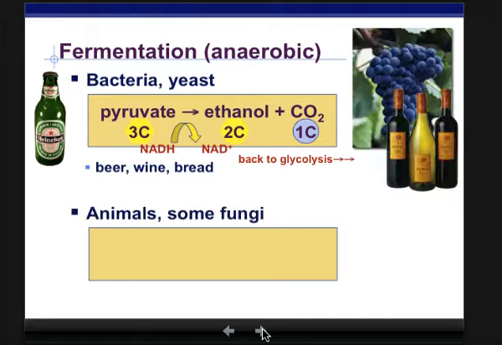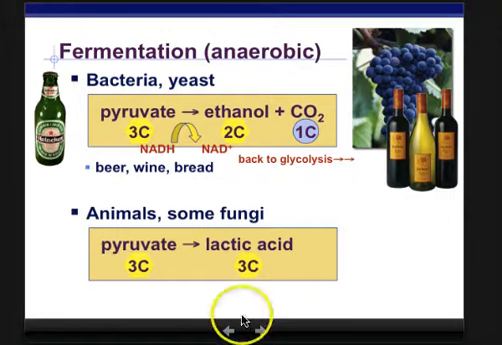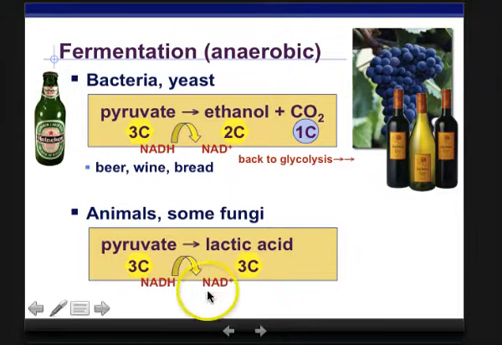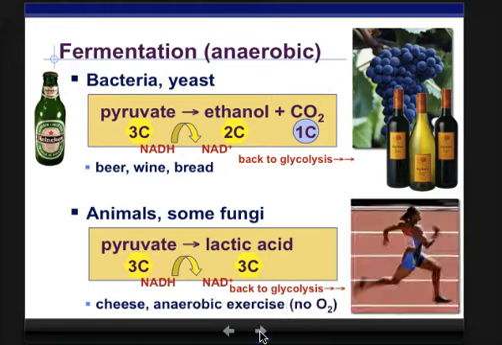Animals and some fungi do lactic acid fermentation, where we convert pyruvate to lactic acid, and we recycle our NADH back into NAD plus and back to glycolysis. And that's how we make cheese. And that's how you can continue to get your muscles to work in the absence of oxygen. If you're sprinting a race, you could run out of oxygen in your muscles, but you want to keep pushing them past that point of exhaustion. Your muscles are going to do some lactic acid fermentation.